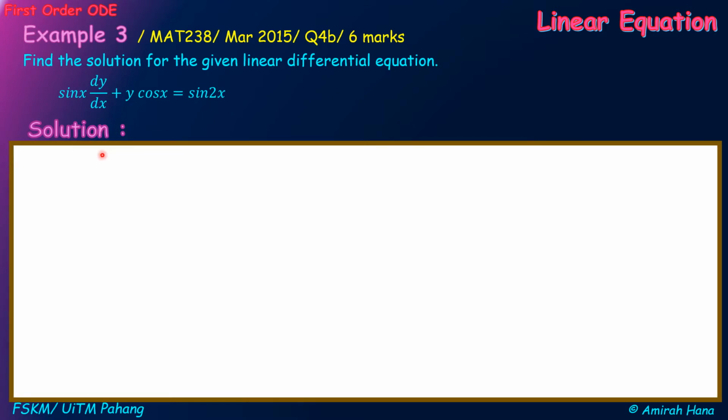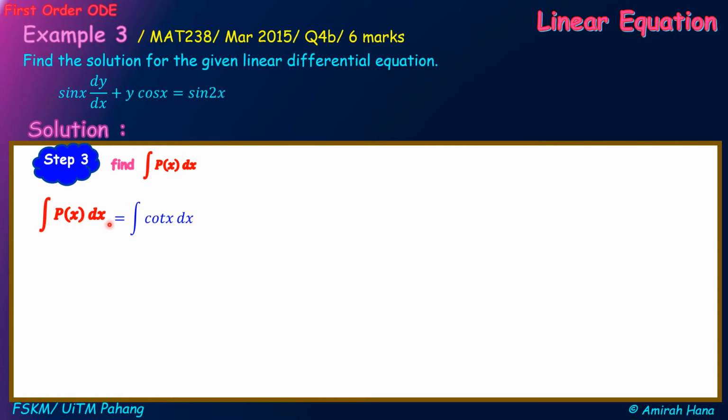After that, we continue with step 3: find the integration of p(x) dx. From the previous slide, our p(x) equals cot x, so we integrate cot x dx. To integrate cot x dx, we change cot x to cos x over sin x.